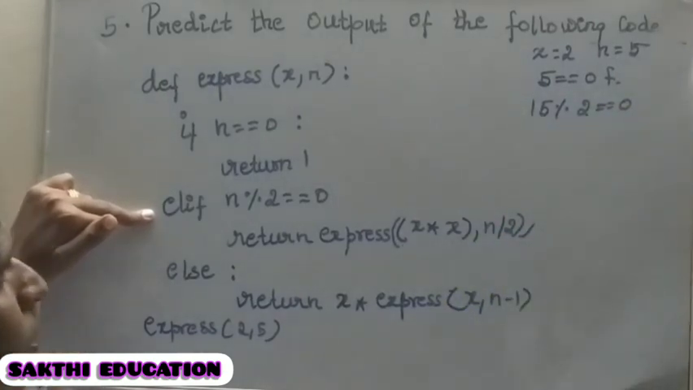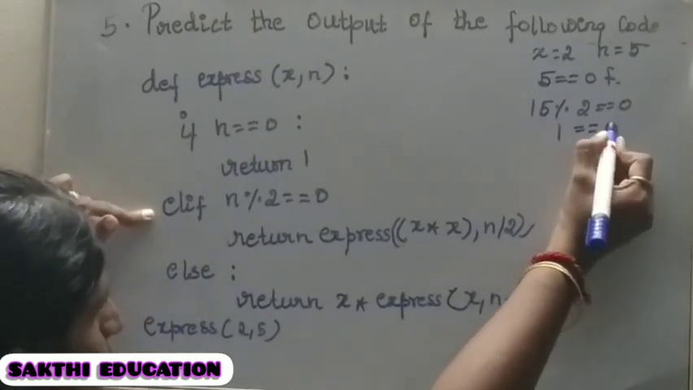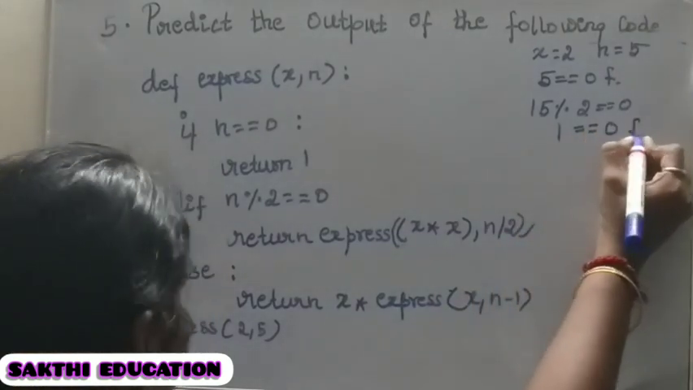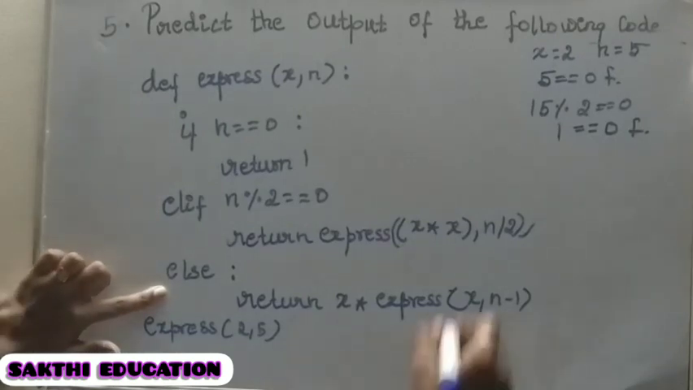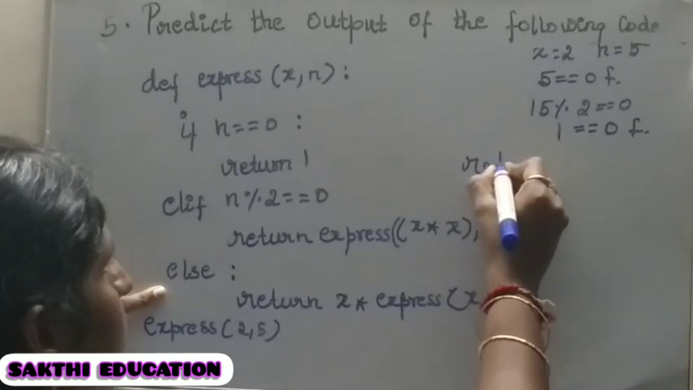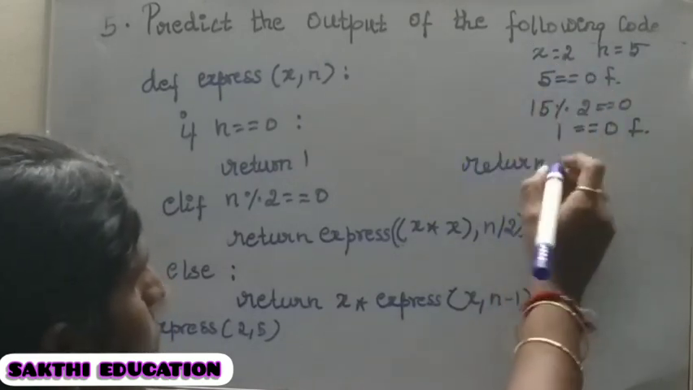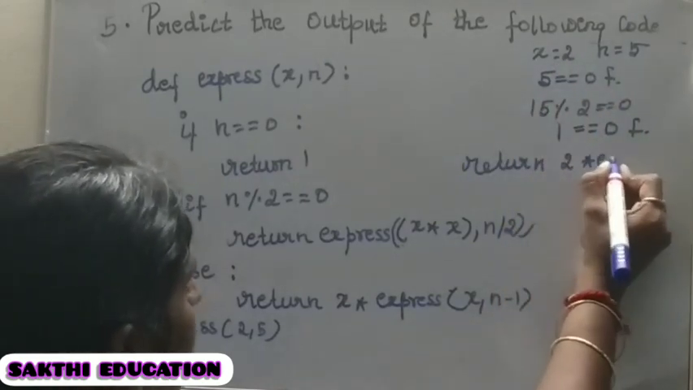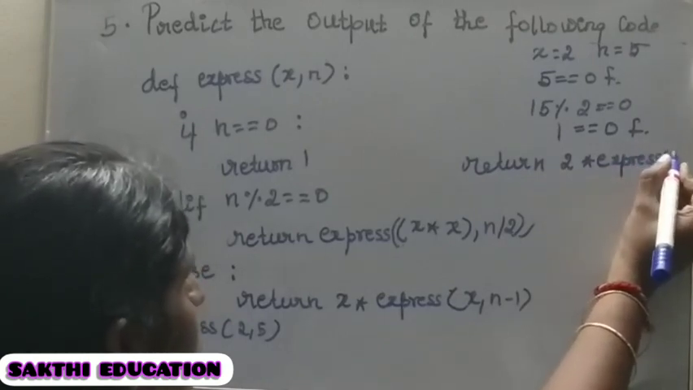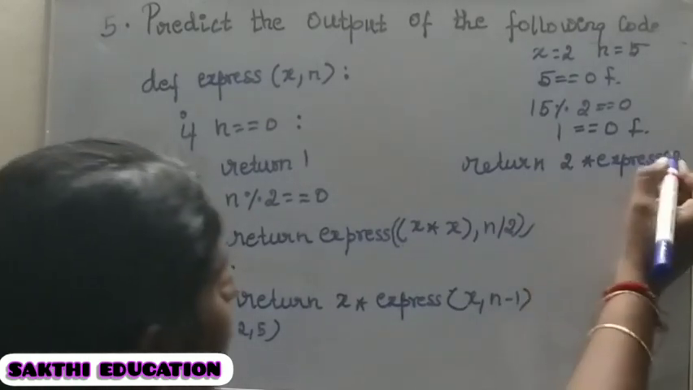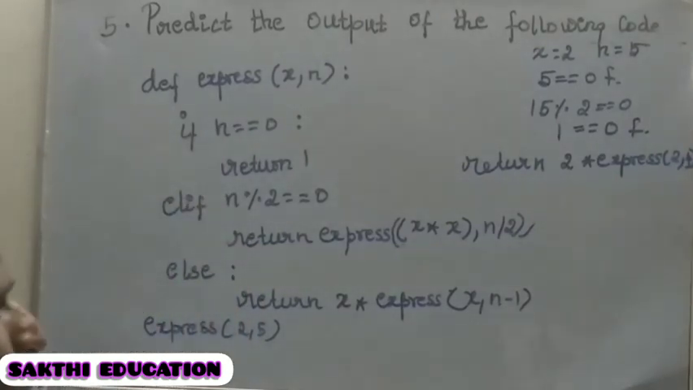So 15 modulus 2 is 1. 1 equal to 0, we are checking. It is a false statement. If it is false, again the control transfers to the else part. Here what you have to return? Return x value. X value is what? X value is 2. 2 into express of x value is 2, n minus 1. Your n value is 4.